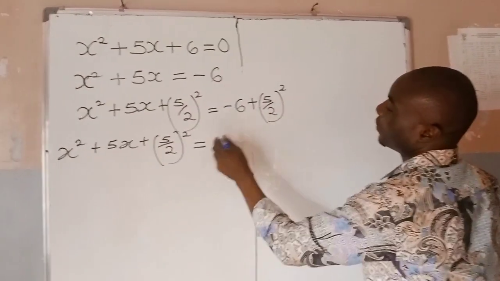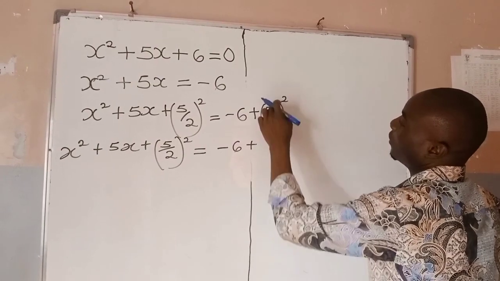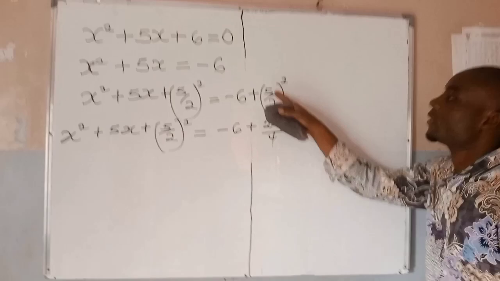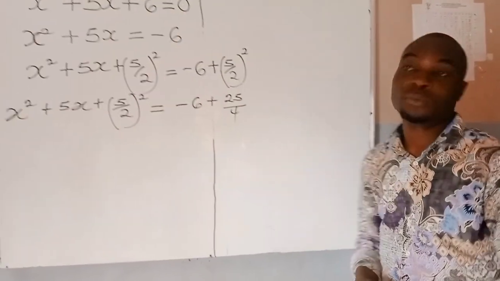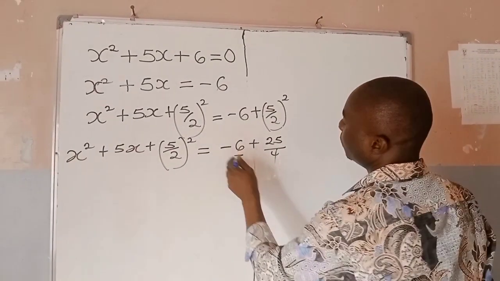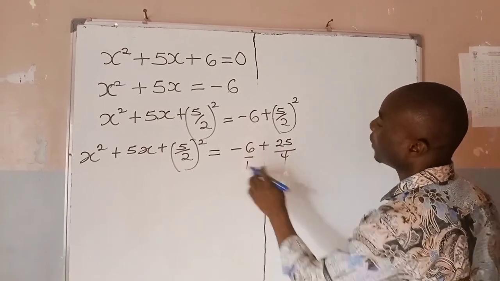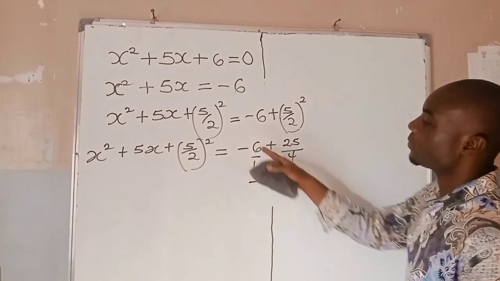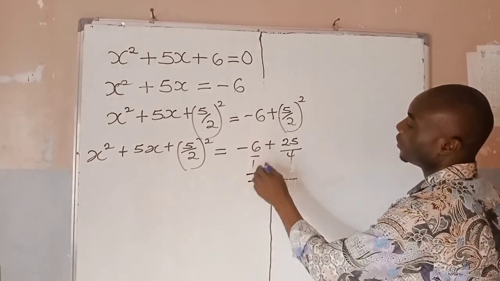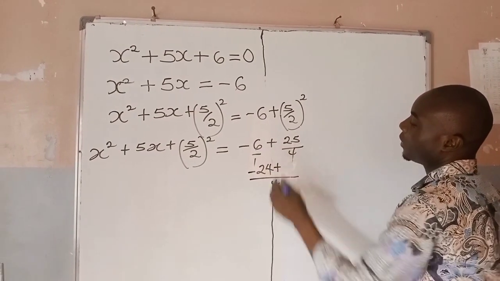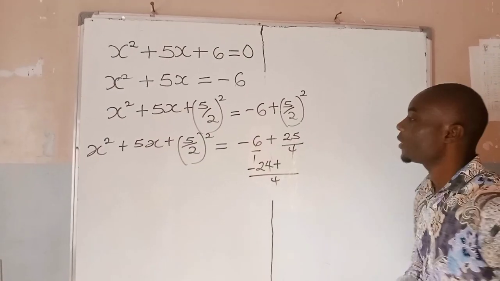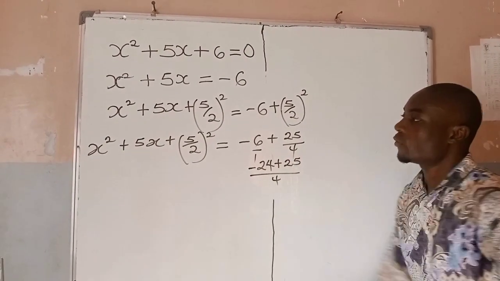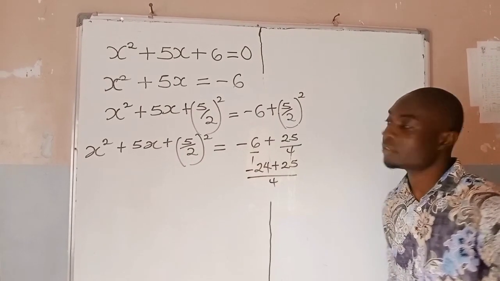So I'll bring down a minus 6 plus 5 over 2 all squared, which will give us 25 over 4, because 5 times 5 is 25, 2 times 2 is 4. Minus 6 is the same thing as minus 6 over 1. So we'll get the LCM of 1 and 4, which is 4. 1 goes into 4 four times. 4 times minus 6, we'll have minus 24. Then we'll bring down our addition sign. 4 goes into itself once. That 1 we got times 25, we'll have 25.